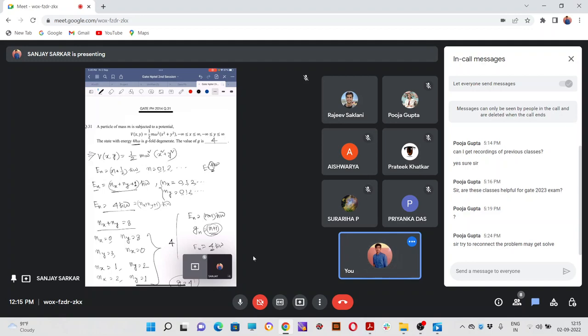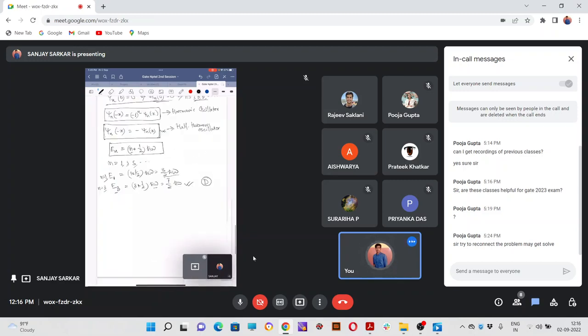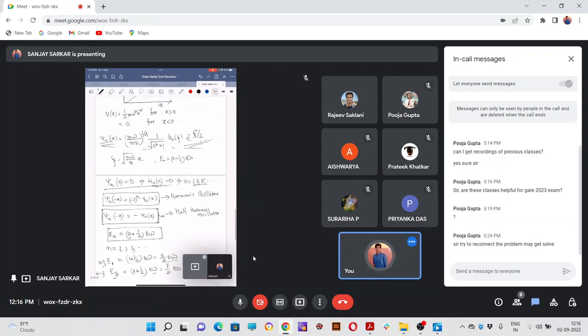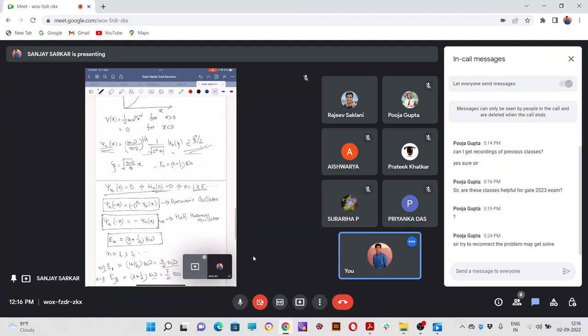So this was also an easy question. I have picked 4 questions starting from 2010. These 4 questions were related to the 1D harmonic oscillator potential and the infinite potential well. So only 4 questions I have solved for today. If you have any question regarding the harmonic oscillator and the infinite potential well, you can ask.